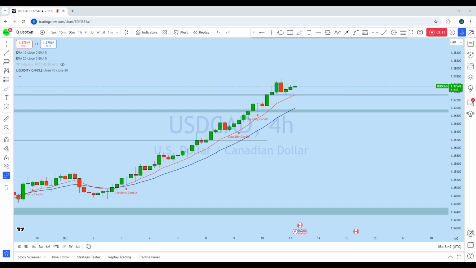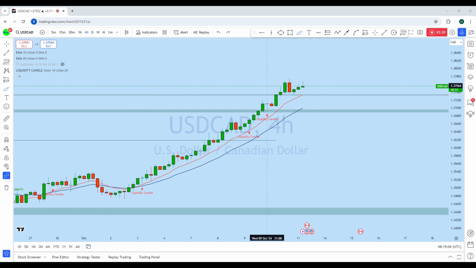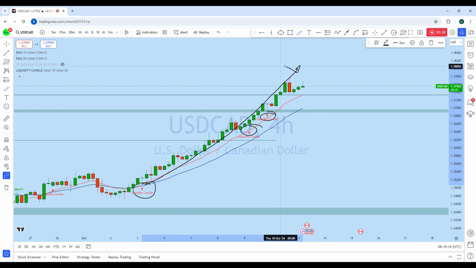If we look at this market here later today coming up, very important news on CAD, employment change, unemployment rate, as well as PPI on dollar can give a very strong momentum in this market, as this market currently overextended. If you closely look at, we can see multiple liquidity grab with multiple liquidity candle formation, which in fact has given a very strong momentum.